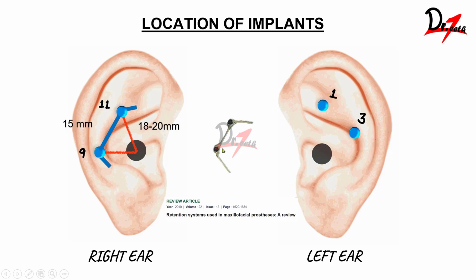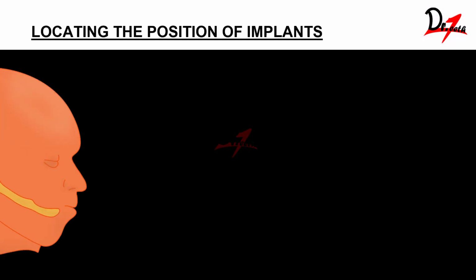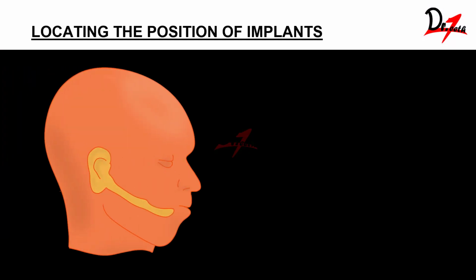Now for the ear prosthesis, bar and clip attachment gives the best result because of increased stability and retention. The only drawback is that we need bulk of prosthesis to hide these attachments. For the ear prosthesis, that's not an issue because we already have enough bulk of the material. How can we precisely locate the position of the implant?